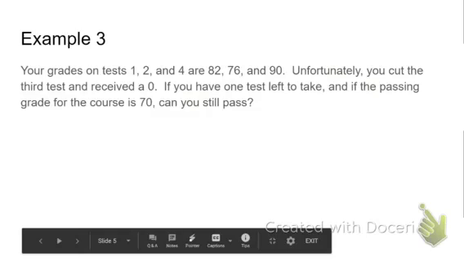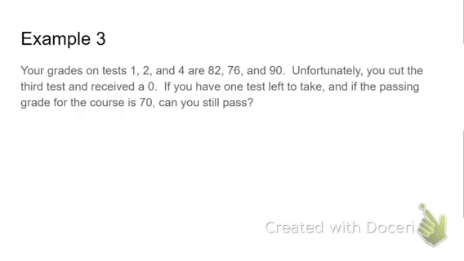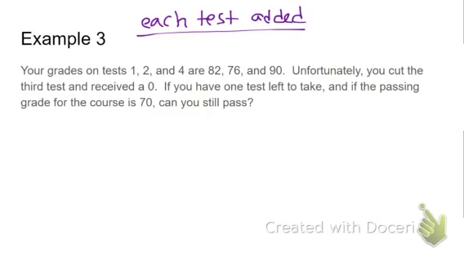Example number 3. Your grades on tests 1, 2, and 4 are 82, 76, and 90. Unfortunately, you cut the third test and received a 0. You have 1 test left to take, and if the passing grade for the course is 70, can you still pass? So, we have to take the average, guys. As a reminder, average, that's each score. So on this one, it would be each test added, divided by the total number of tests we're taking.